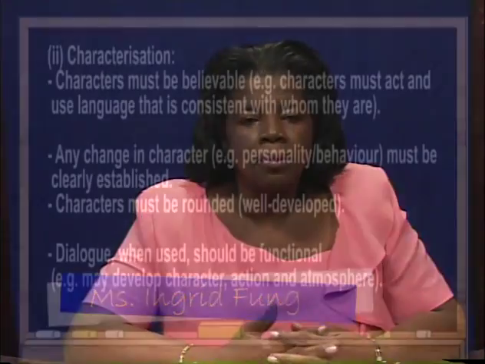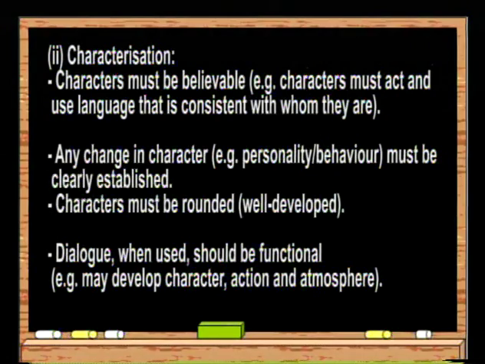We will continue looking at the criteria for judging the short story. Characterization. Characters must be believable. Example, characters must act and use language that is consistent with whom they are. Any change in character, example, personality or behavior, must be clearly established. Characters must be rounded, well developed.